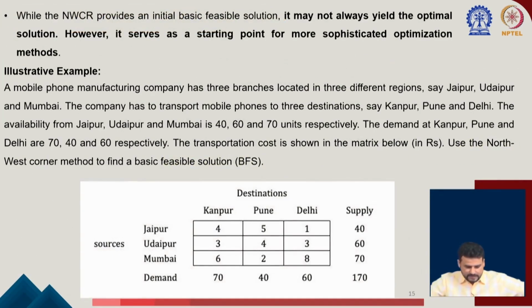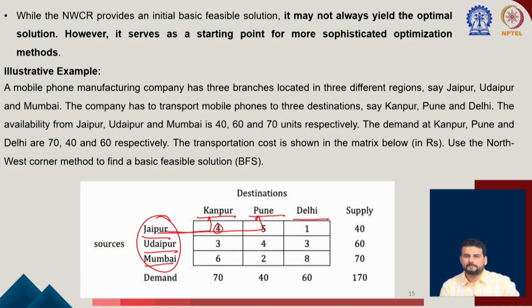Let us say these three destinations are there, factories Jaipur, Udaipur and Mumbai. We have three locations where we are manufacturing the product, and we need to serve the Kanpur market, Pune and Delhi, and per unit cost is given. From Jaipur to Kanpur it is 4 rupees, from Jaipur to Pune it is 5 rupees, for transporting per unit, right. Now the supply from Jaipur is 40, from Udaipur 60 and Mumbai 70. Total supply if we add is 170, right. The demand from the Kanpur market, Pune and Delhi is also given. You can just sum up and it is also 170.